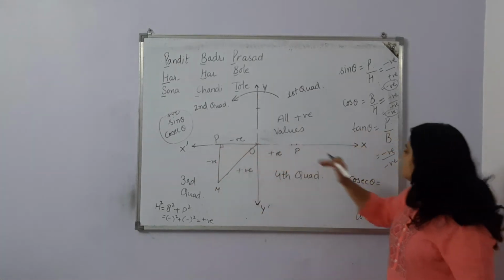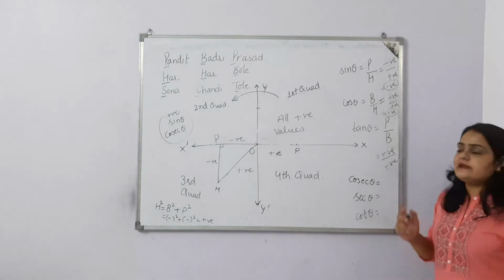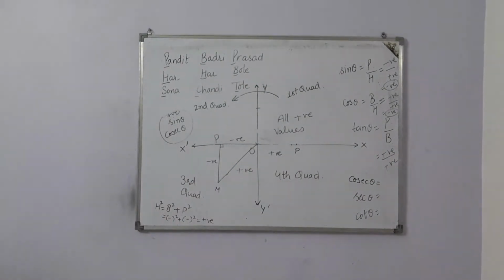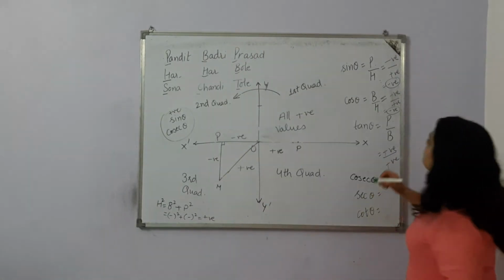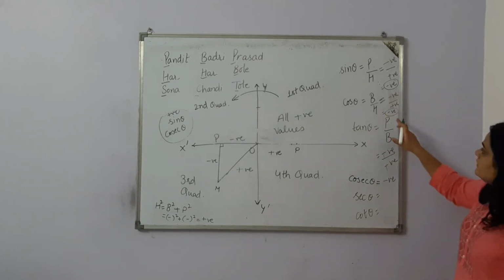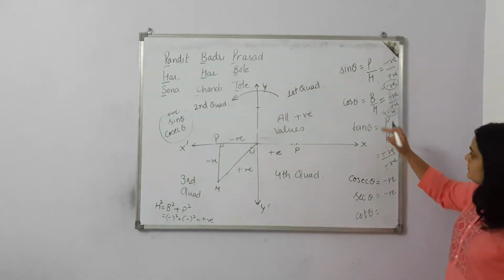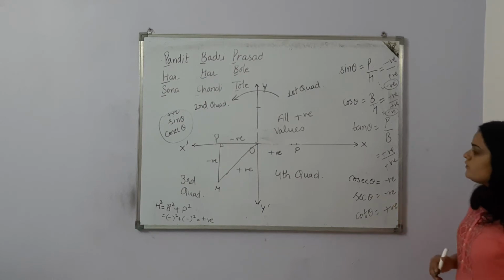Perpendicular is negative, base is negative. Minus minus will cancel out, we'll get positive tan theta. Now, you are watching that sine is negative. Of course, its reciprocal is also negative. If cos is negative, then secant will also be negative, because secant theta is 1 by cos theta. If tan is positive, then we are getting the positive value of cot as well.